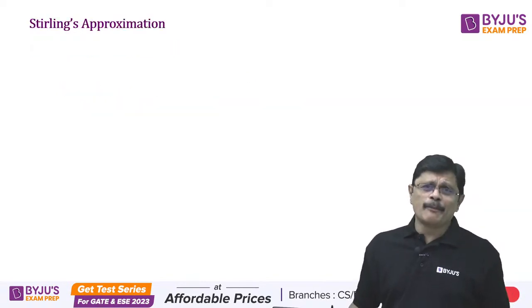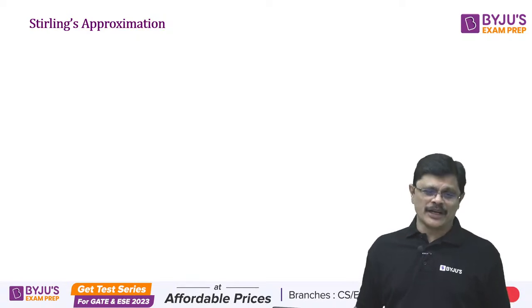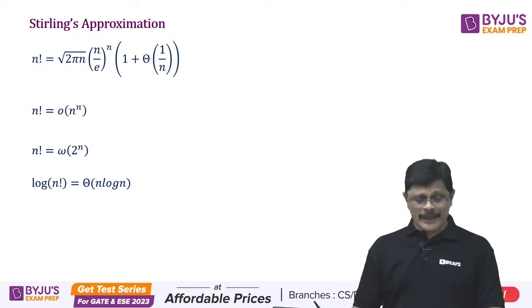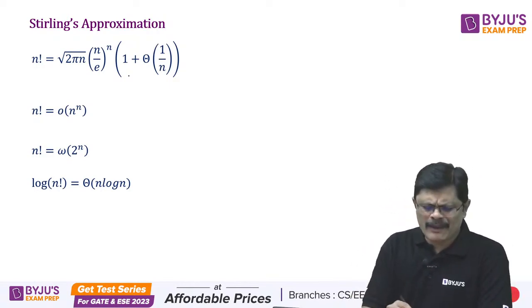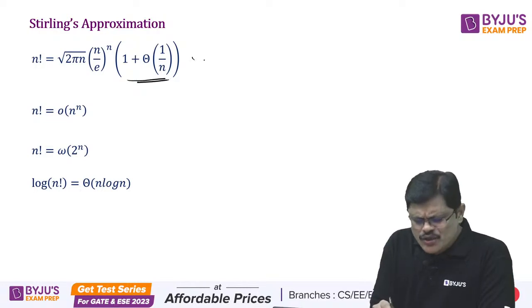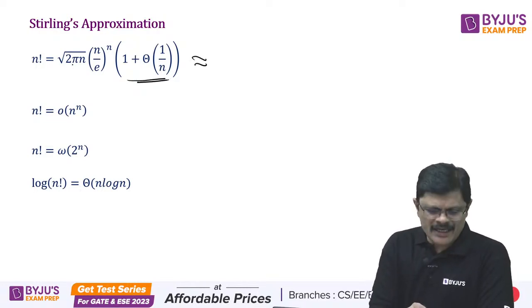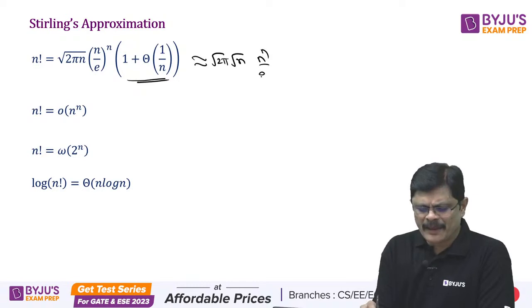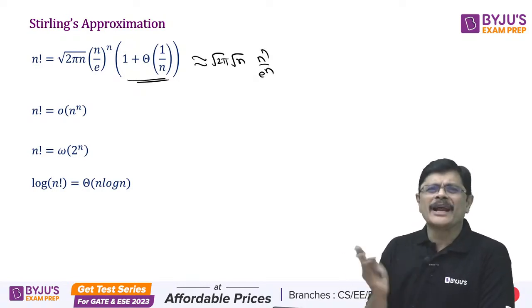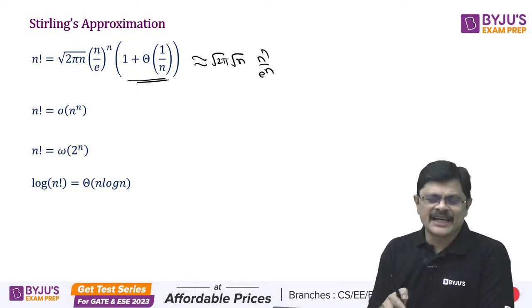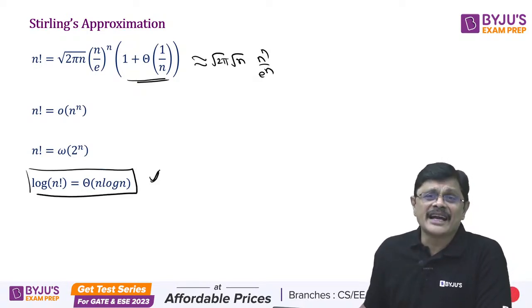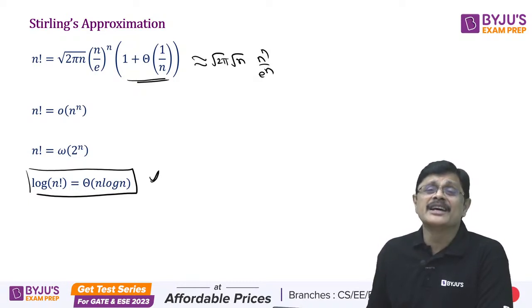Now there is one very important approximation for n factorial, which is called Stirling's approximation. It is given by n factorial is equal to root 2 pi n into (n by e) whole power n, plus theta of 1 by n. So it is root 2 pi into root n, that is n power half, into n power n by e power n. When you apply log on both sides, we can easily understand that log n factorial can be approximated with theta n log n.